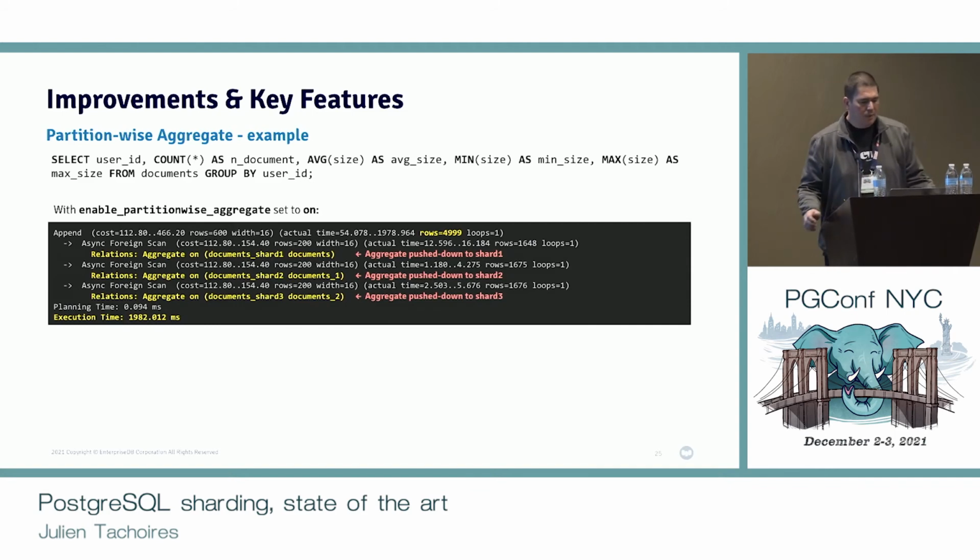Now, let's execute the same query, but this time with enable partition-wise aggregate set to on. So this time, we can see that the aggregate operations are pushed down to the shard nodes, and only 5,000 rows are transiting between the shard nodes and the coordinator node. So once again, the execution time improvement is huge. It falls from 49 seconds to almost 2 seconds.